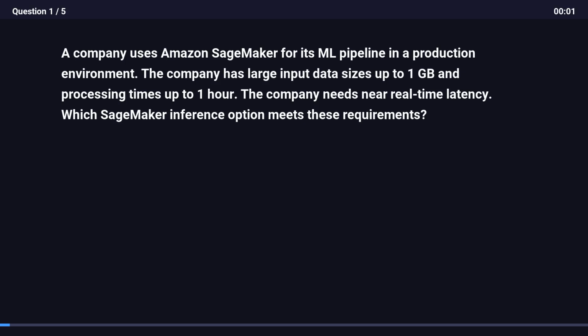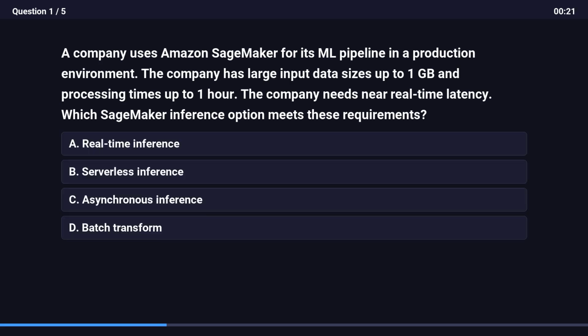A company uses Amazon SageMaker for its ML pipeline in a production environment. The company has large input data sizes up to 1 GB and processing times up to 1 hour. The company needs near real-time latency. Which SageMaker inference option meets these requirements?